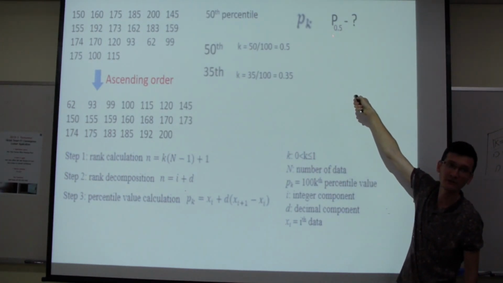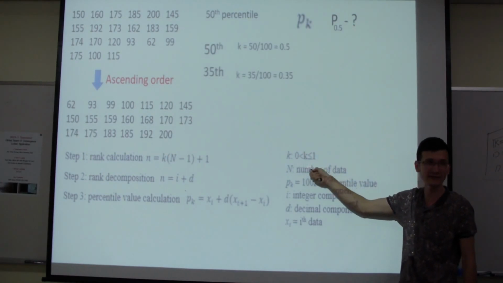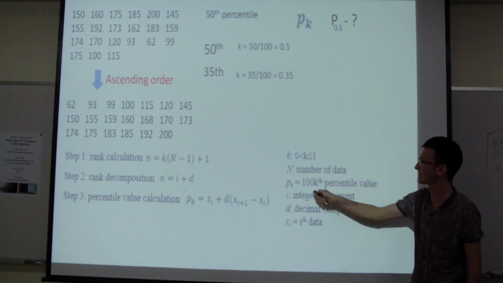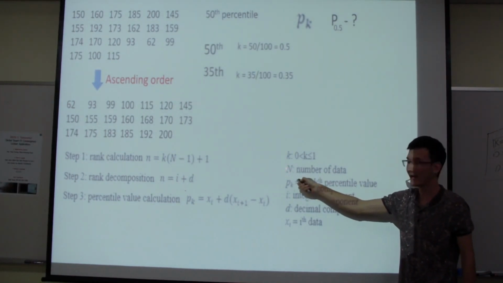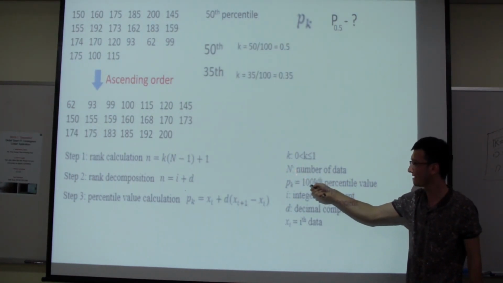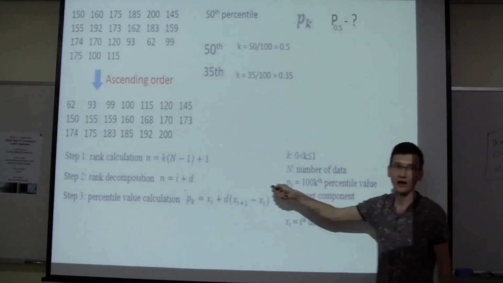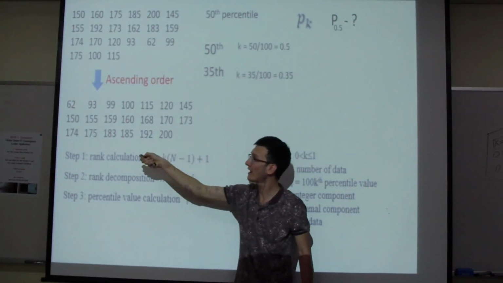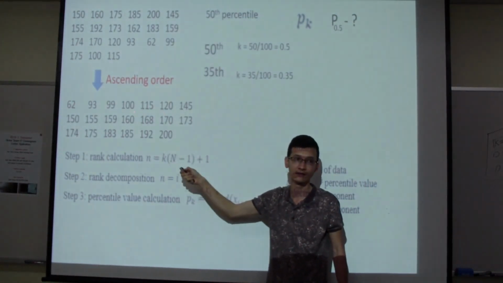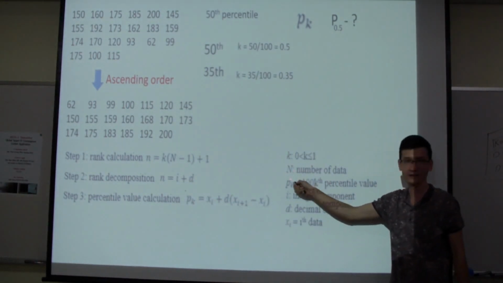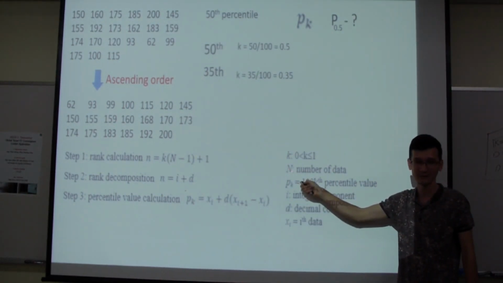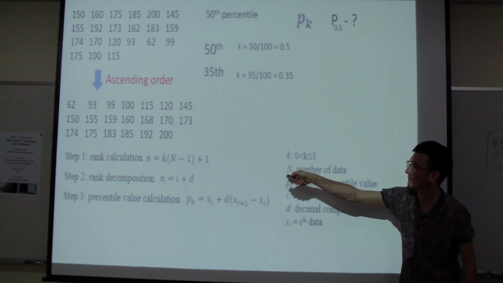Is it correct or not? Yes, it's correct. Our K is between these numbers. And next, capital N, number of data. How many data do we have here? 20. 1, 2, 3, 4, 21. N is 20. Okay. The number of the data.